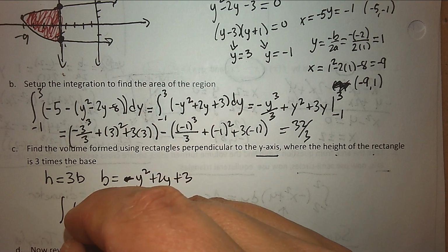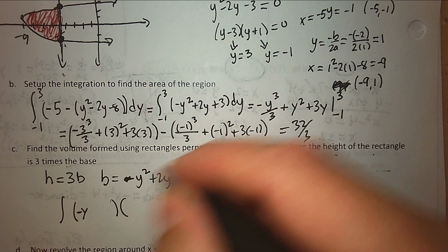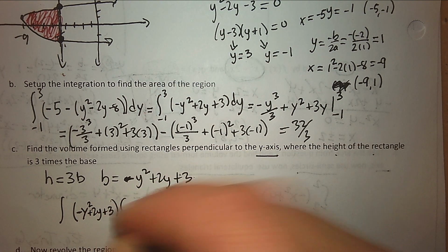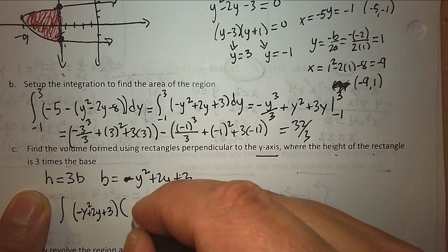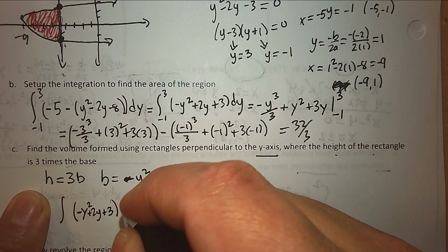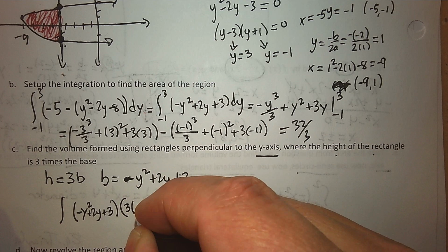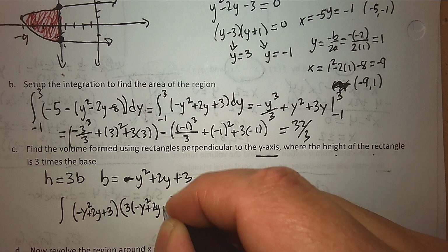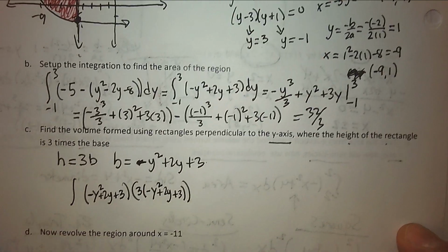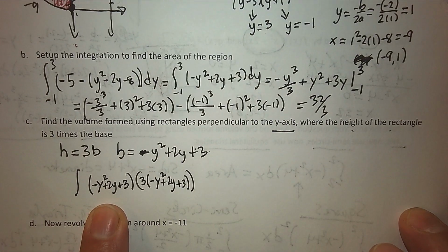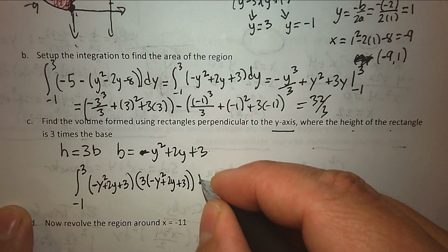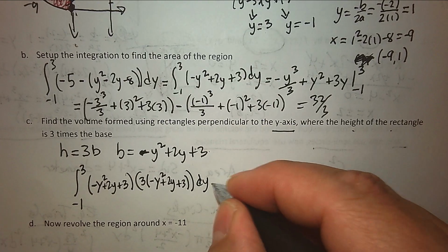So what's the base of the rectangle? Negative y squared plus 2y plus 3. And what's the height of that rectangle? It's 3 times the base. And we just said the base was negative y squared plus 2y plus 3. So do you see how I had the base and then 3 times the base? I'm integrating again from -1 to 3, and this is dy. Use your calculator.